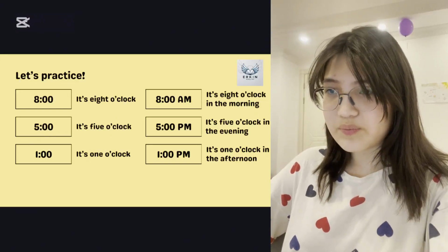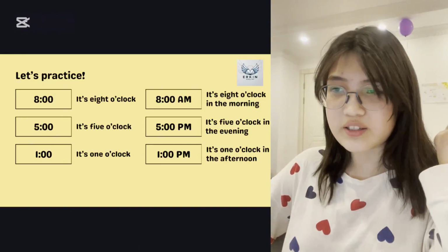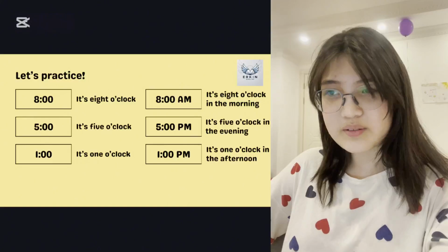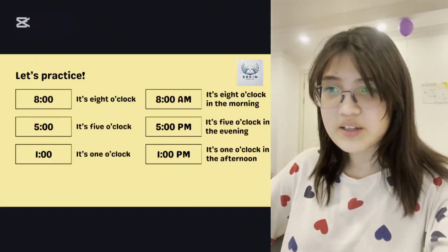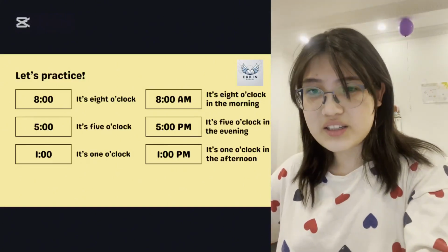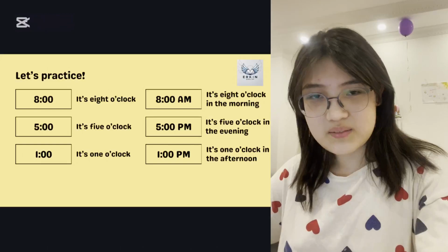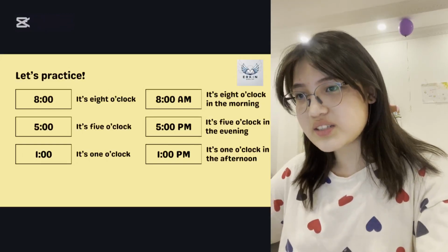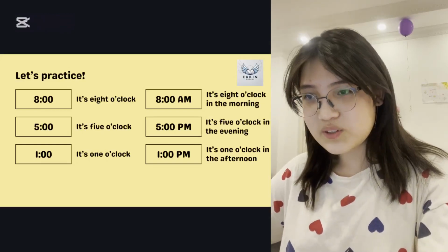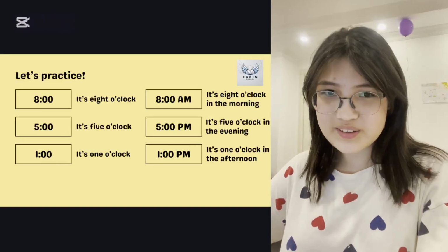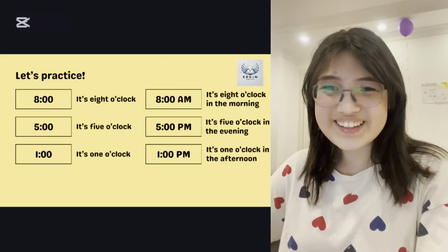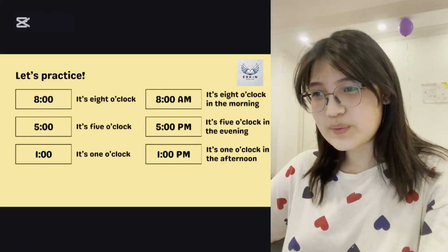And then we can do a little practice activity where I have a digital clock here, and we have to know how to say it properly out loud. Instead of 8:00, we say it's 8 o'clock, because we know that it shows the hours, we know that it's the 8th hour, and because there are no minutes, we say o'clock.